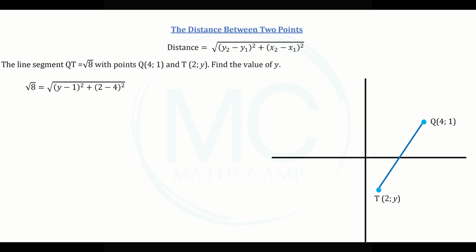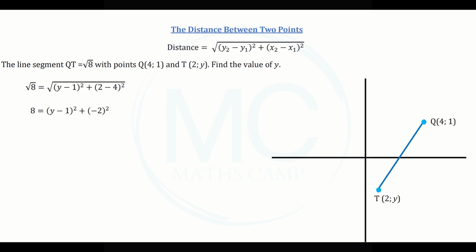Now in this case, we need to solve for y. So the first thing we have to do is to square both sides of the equal sign. We want to get rid of the square root. On the left, the root and the square will cancel out, and we're left with 8. On the right, the root and the square will cancel, and we're left with the brackets y minus 1 squared plus our second bracket 2 minus 4, which gives us negative 2. So we say negative 2 squared.